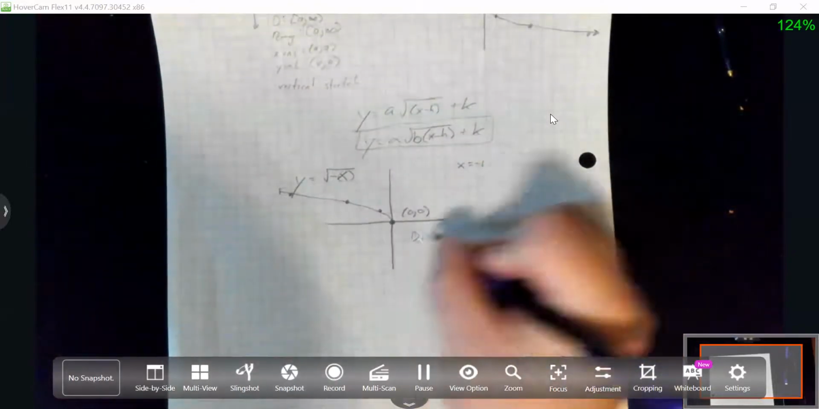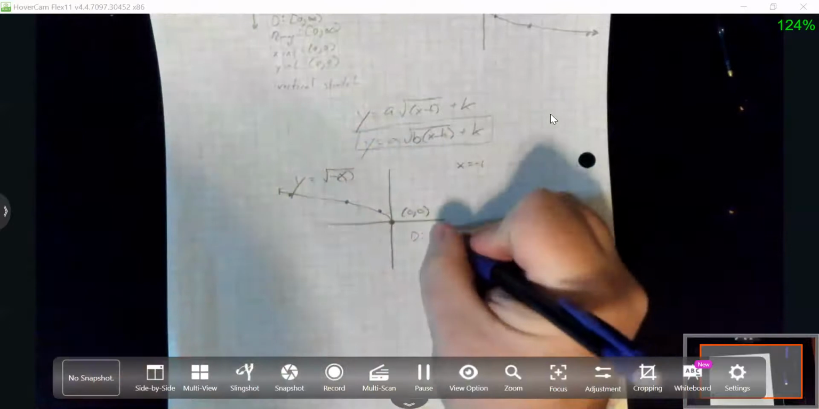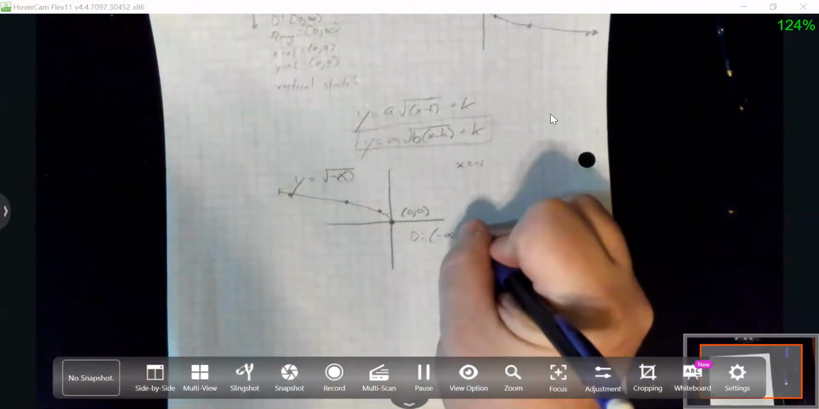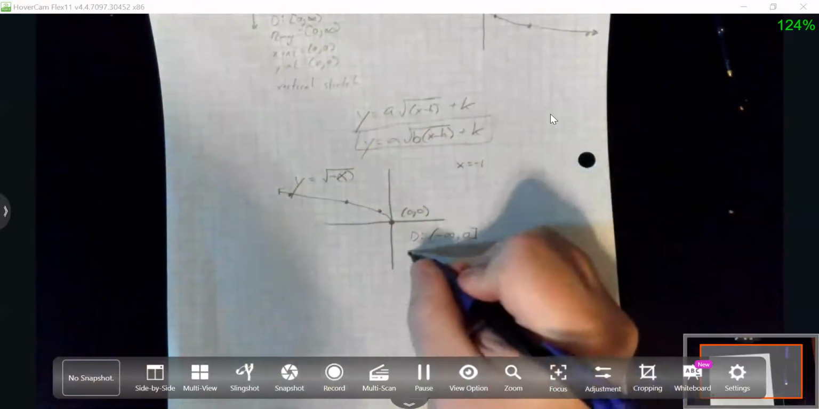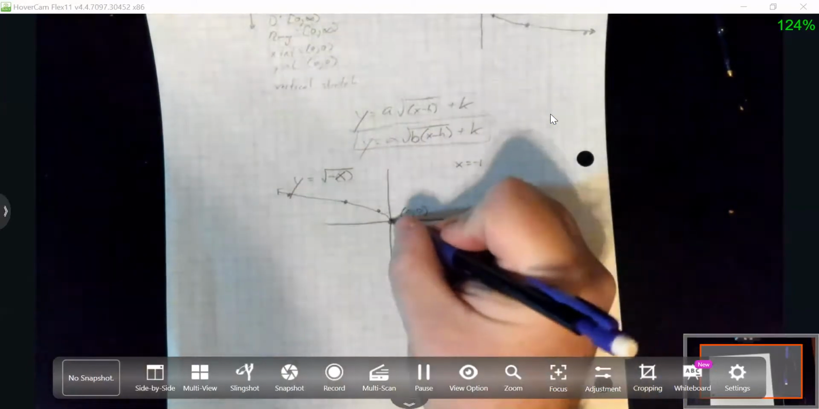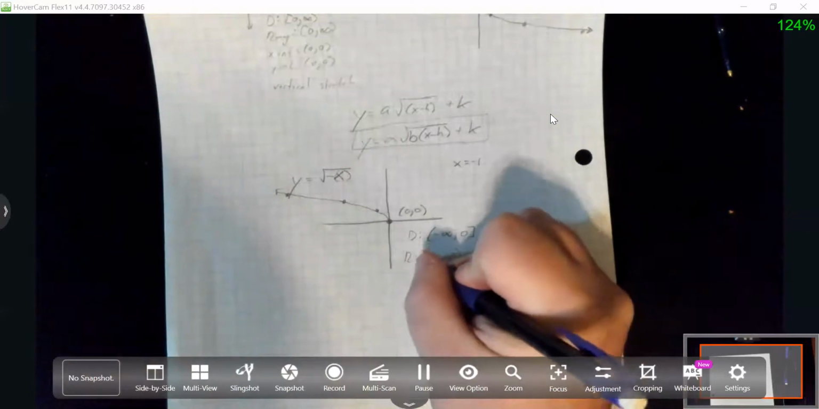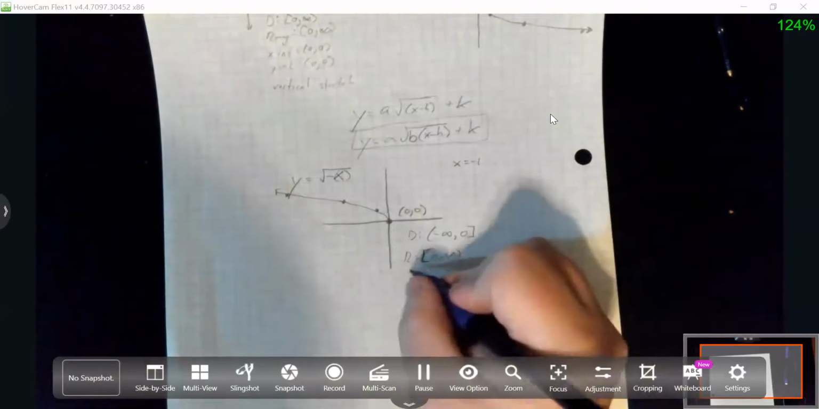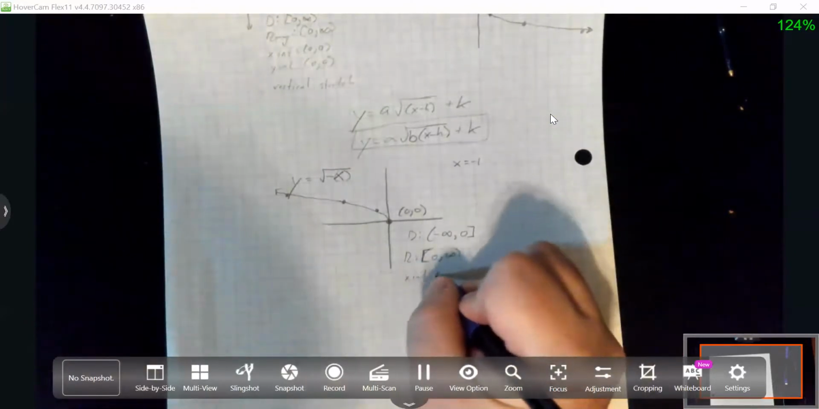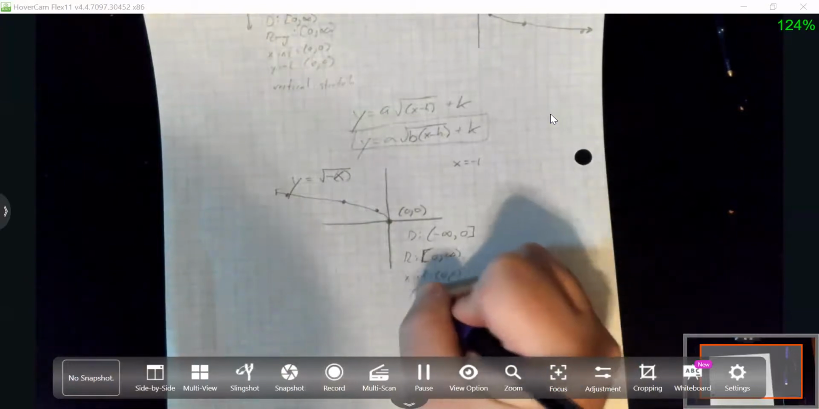So our domain in this case is going left forever. So we're going from -infinity all the way up to 0. My range is still 0, and we're still going up. That's still 0 to infinity. Oops, need a bracket. X-intercept is still 0, 0. Y-intercept is still 0, 0.